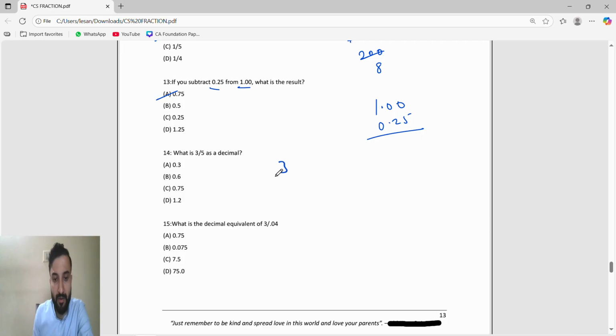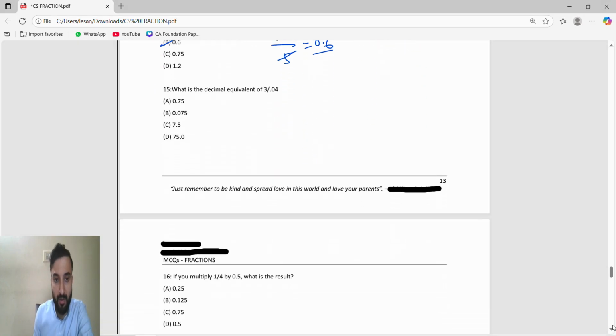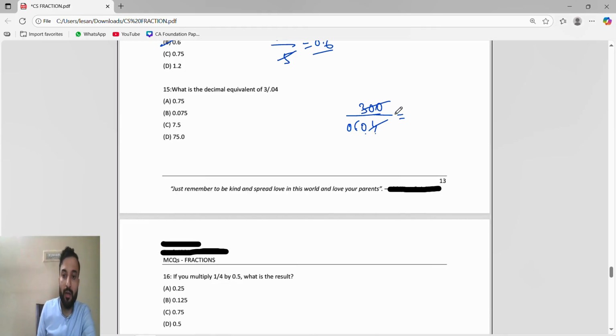What is 3 by 5 as a decimal? 0.6. What is the decimal equivalent to 3 divided by 0.04? What I will do, I will remove this point. So here 2 digits after the point means 2 zeros will come. So 300 divided by 4. 300 divided by 4 means, what is the decimal equivalent of this? 300 divided by 4. See, 4 1s are 4, so 30 we will take. So 4 7s are 28, 2 remainder 20. So 4 5s are 20. 75 is the correct answer.